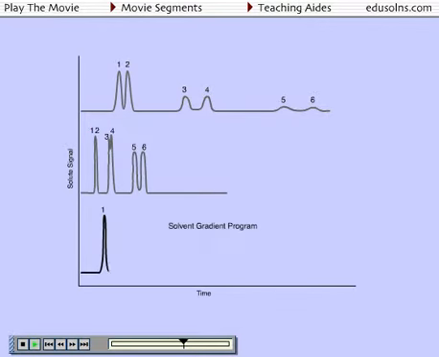The way to solve this problem and allow for the analysis of all compounds in the same chromatogram is to use a solvent gradient program. Here the solvent composition is consistently changed over the chromatographic run. For example, one may start the analysis with an 80% methanol and 20% water solution, and slowly change this to a 50-50 mixture by the end of the run. This can allow for the adequate separation and quantification of all 6 peaks, as illustrated by the bottom chromatogram.